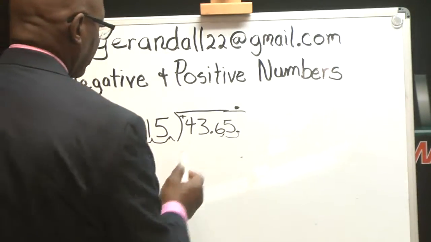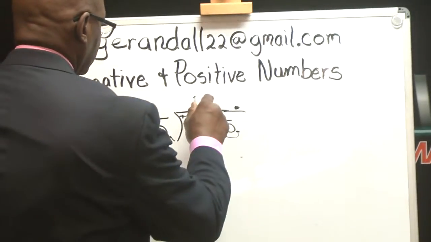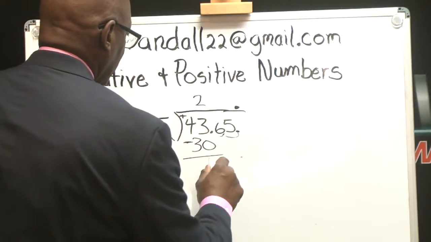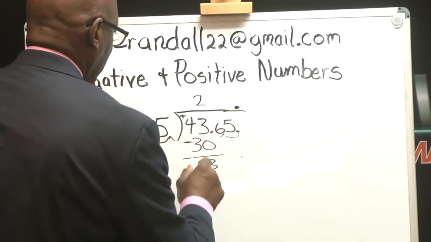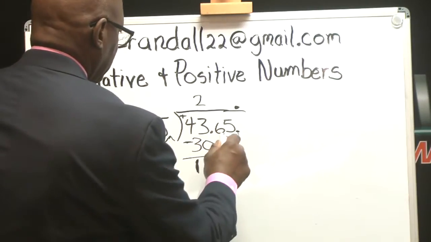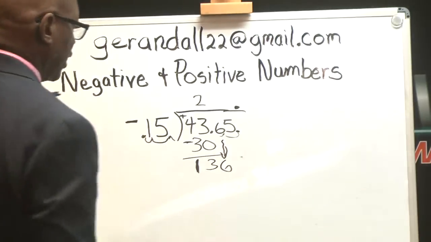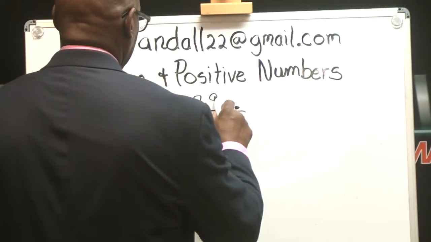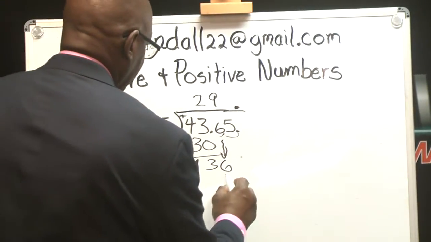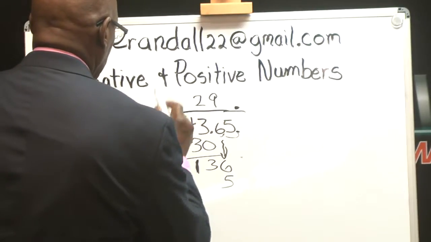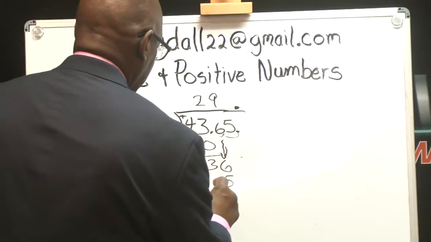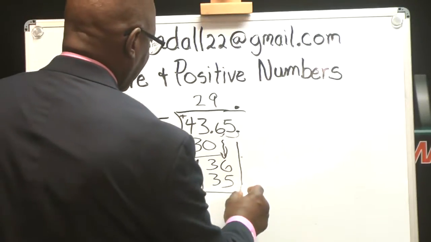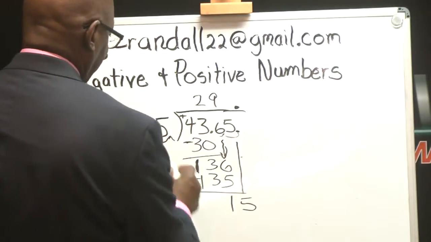15 in the 43. 2. 2 times 15 is 30. Subtract. 3 minus 0 is 3. 4 minus 3 is 1. Next step, bring down 6. How many 15s can we get out of 6? I say 9. 9 times 5, 45. 9 times 1, 9 plus 4, 13. Subtract, bring down our 5. And 15 into 15.